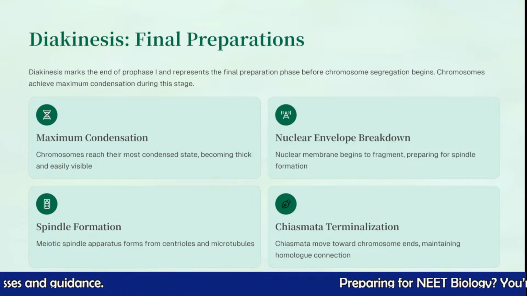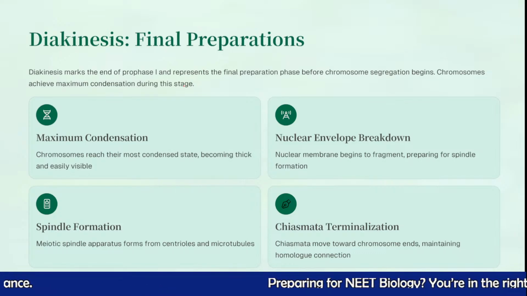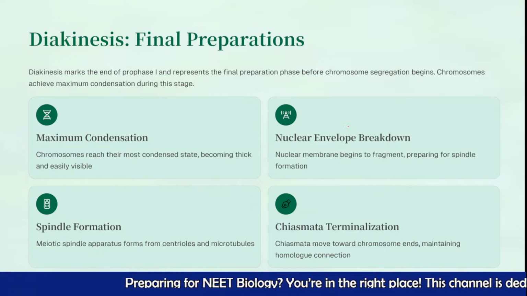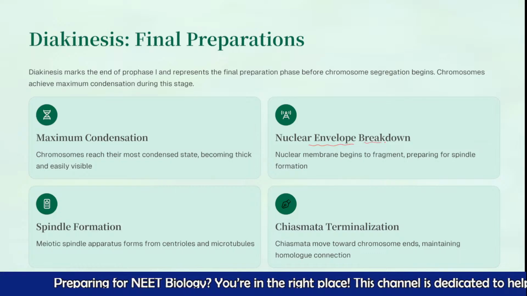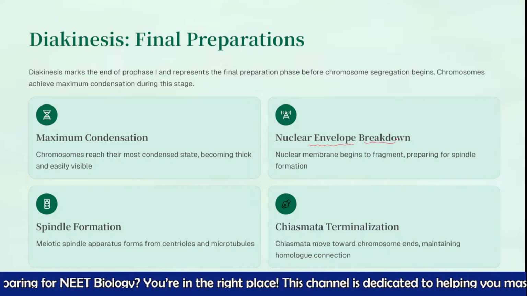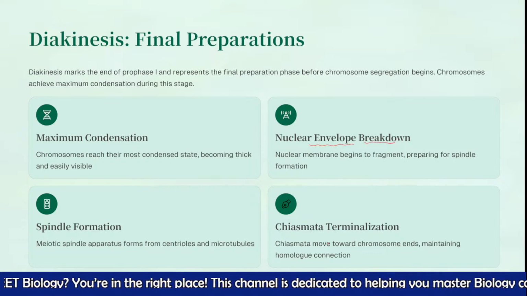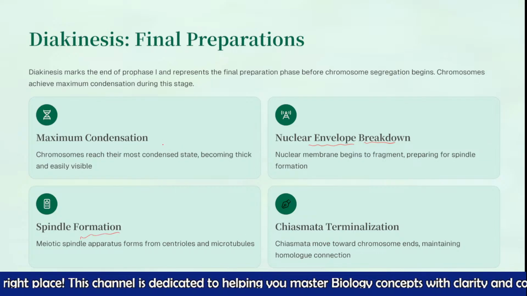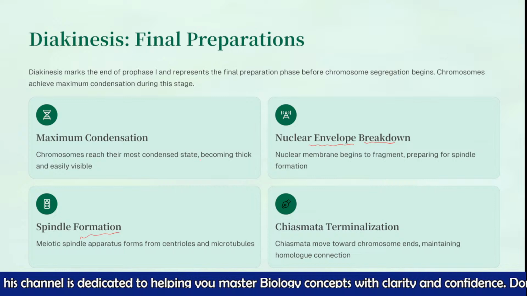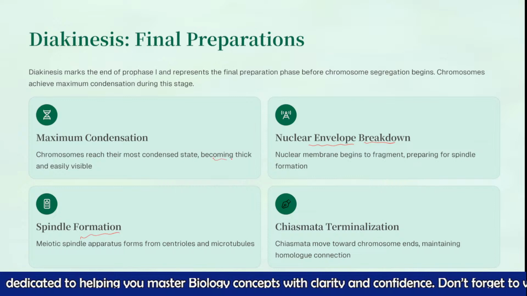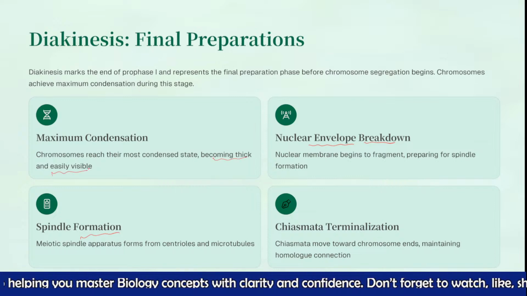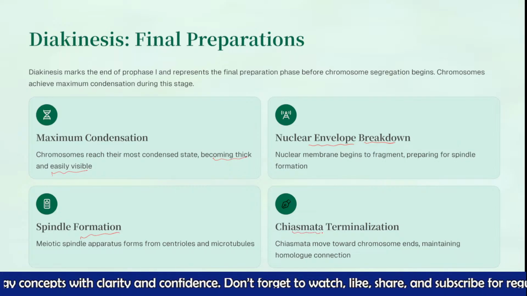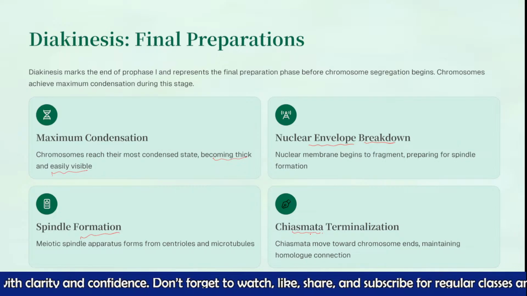Now for the surrounding part, some preparations are required. What is that? The surrounding nuclear envelope completely breaks down and disappears. Then spindle formation also happens. Along with that, chromosome condensation is completed here. It becomes more thickened and easily visible. Then I have told you in the previous stage, what was that?